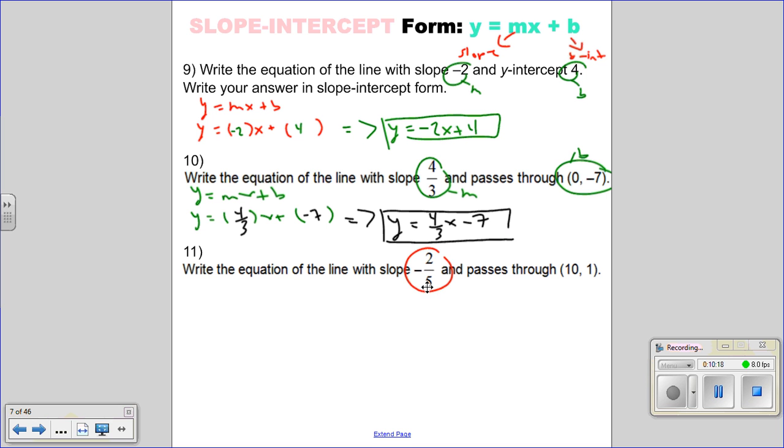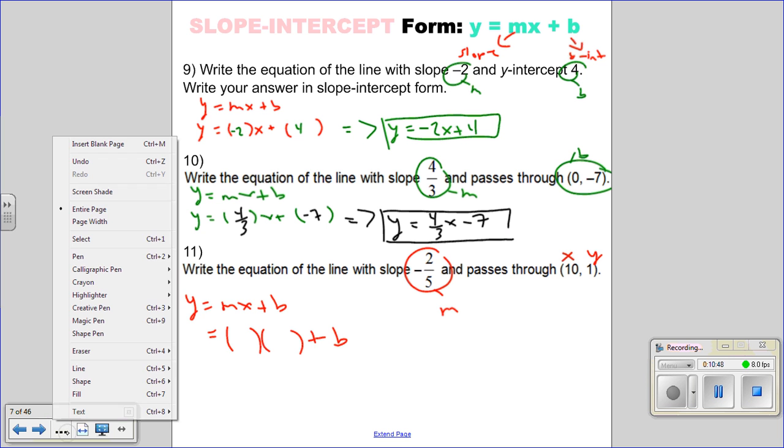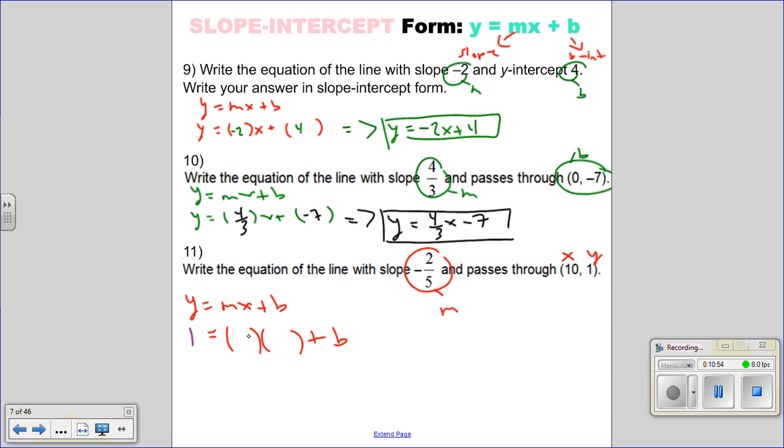Negative 2 over 5, that is m. But we're going to use the point that they give us as x and y. So again, write down the basic format, y equals mx plus b. Write out everything we have. We have everything except for b. So substitute where they belong. So y is 1, m is negative 2 over 5, and x is 10.